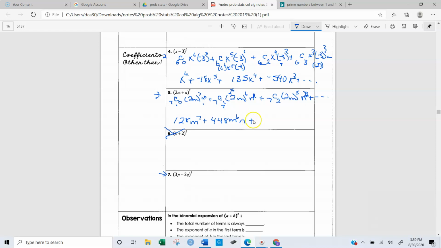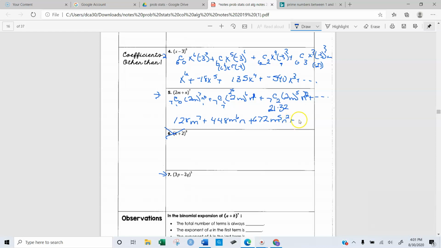Okay, plus, now you got 7 choose 2. So 7 times 6 times 2 to the 5th. So this is 7 times 6. All right, I should just get that out. I need to get my calculator. Okay, so we have 7 choose 2. We type that in, that's 21 times 2 to the 5th, which is 32. So you type those two together, and you get 672 m to the 5th n squared.